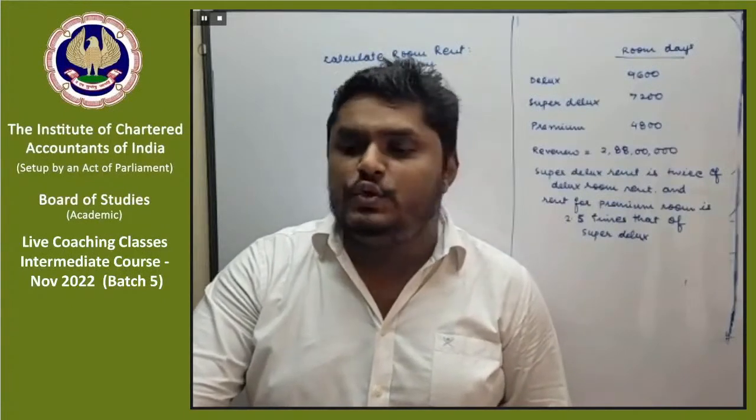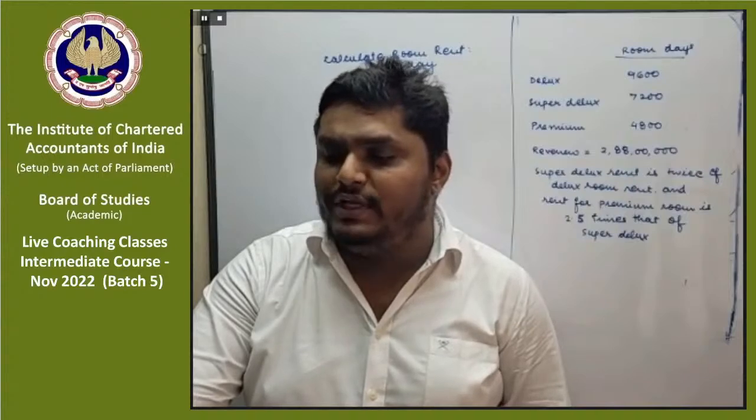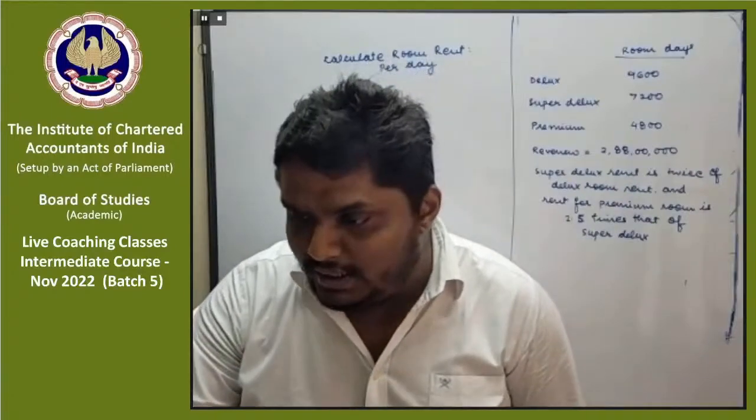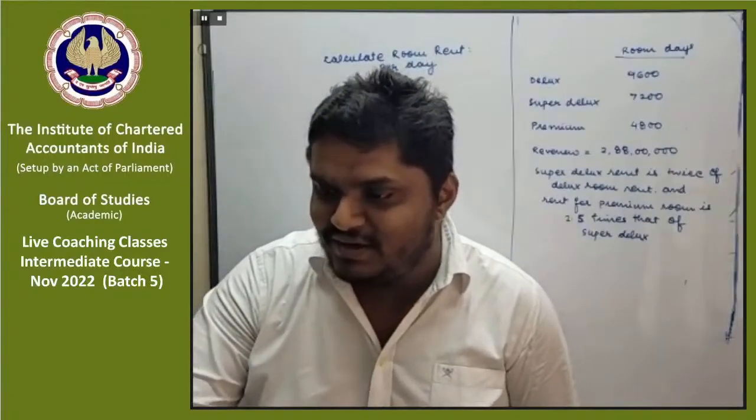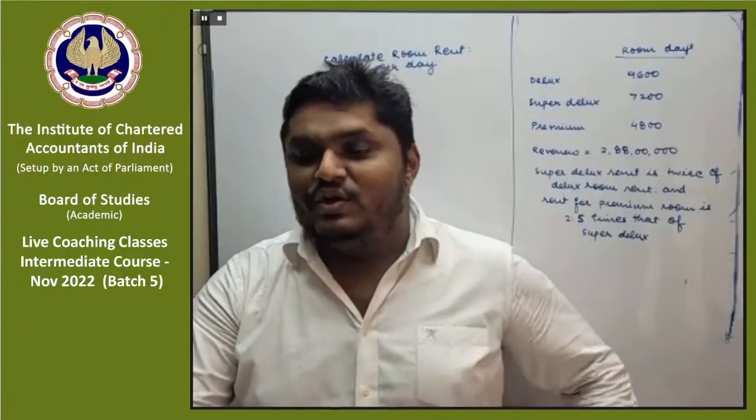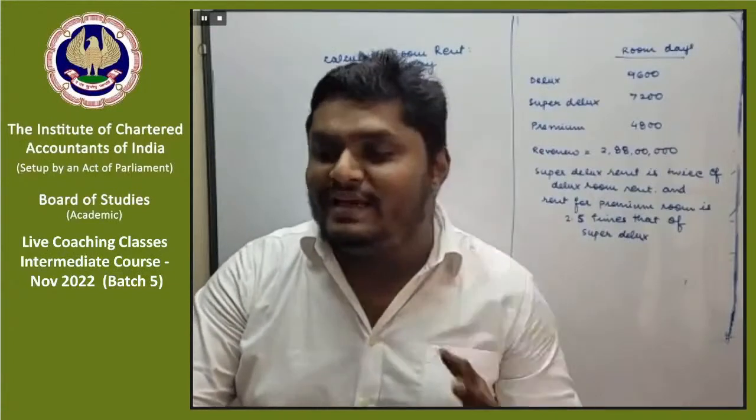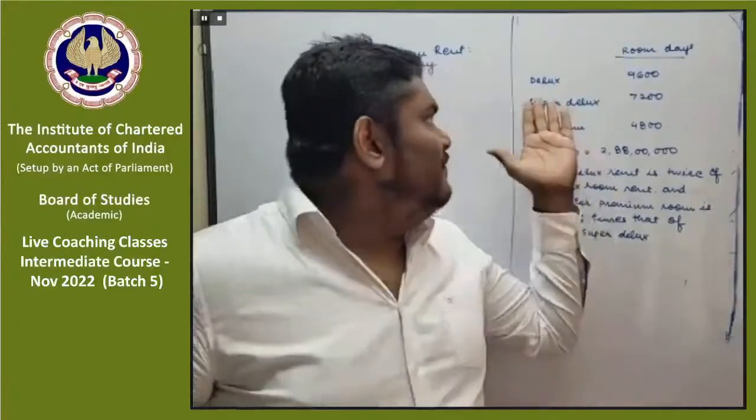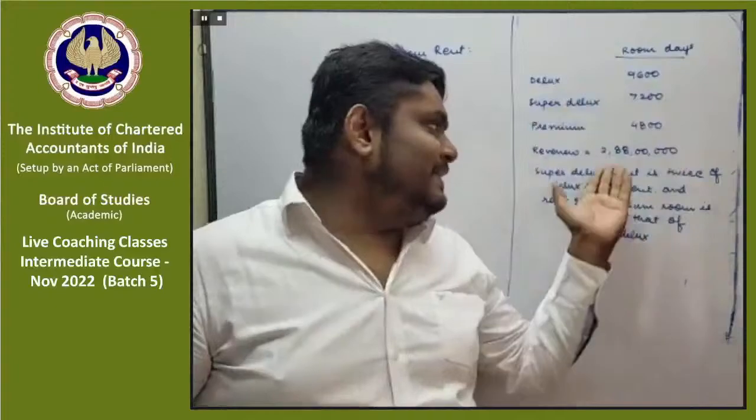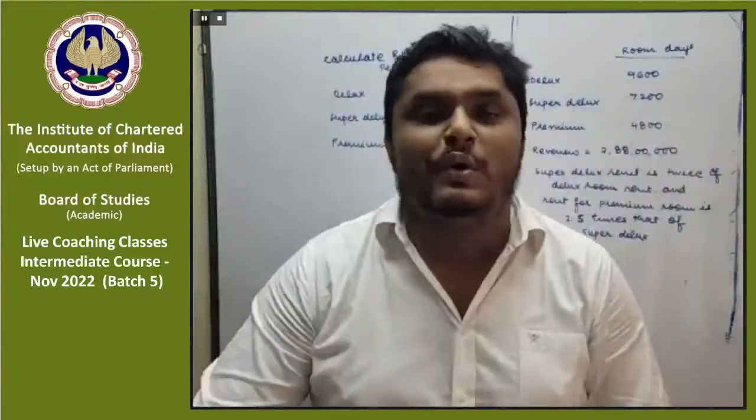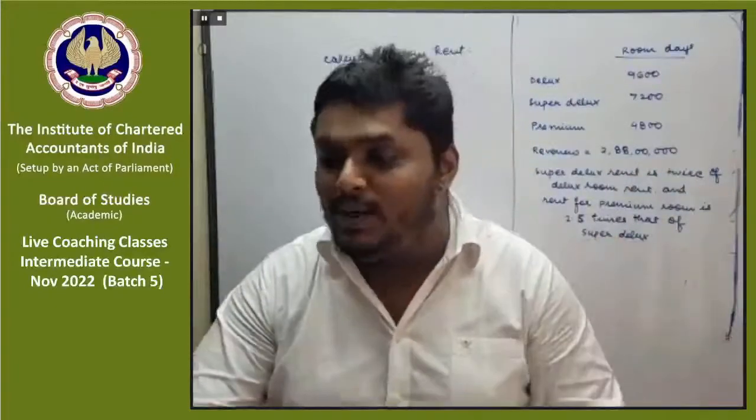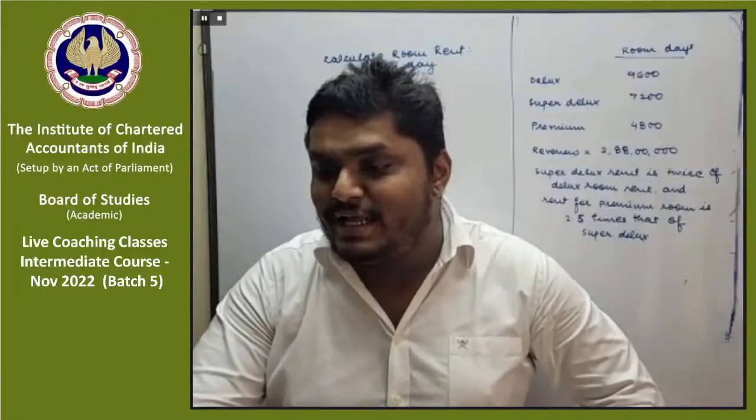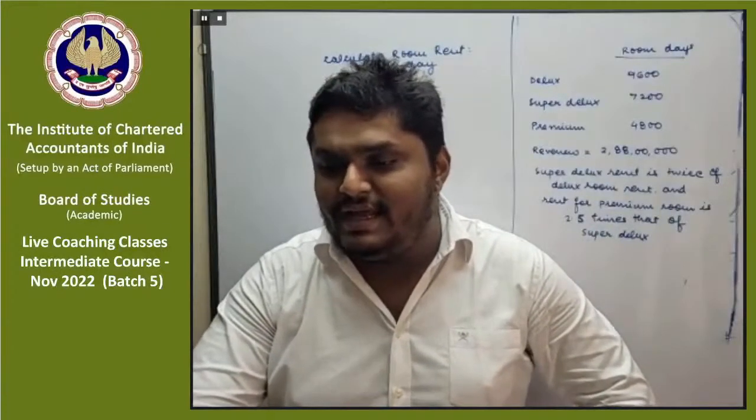Very good, Himanshu. Your answers are correct for all the three rooms. Now, Aniket Shrivastava, your answer is super incorrect. Who will pay 57,60,000 for a deluxe room? Because anyways, the total revenue is 2 crore 88 lakh. So who will pay 57,60,000 for the deluxe room? Incorrect answer.